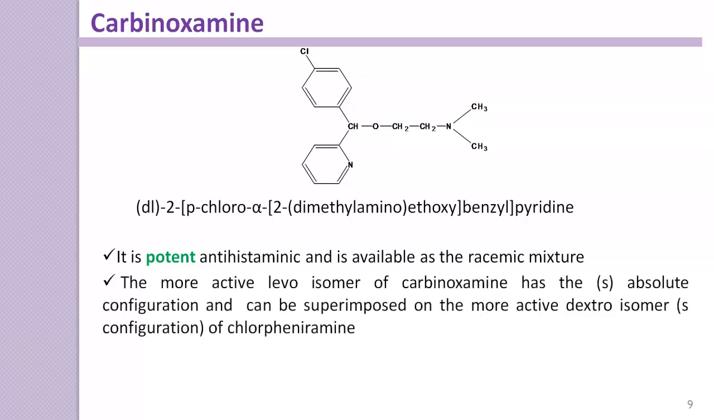The more active levoisomer of carbinoxamine has the S absolute configuration and can be superimposed on the more active dextroisomer of chlorpheniramine. The dose is administered by oral route, 4 to 8 milligram TID or QID, available in elixir and tablet form.